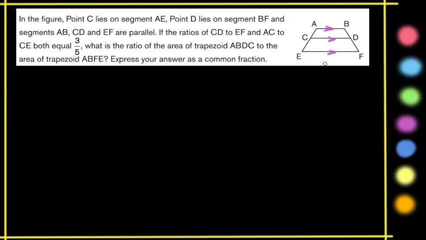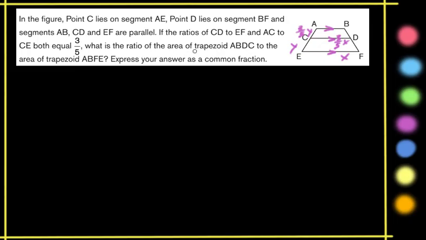Okay, and if the ratios of CD to EF, that's these two, and AC to CE both equal 3/5. So if this is X here, this will be 3/5 of X here. That's what it means for these to have the ratio of 3/5. And AC to CE, if this is Y here, then this will be 3/5 of Y here, just from A to C.